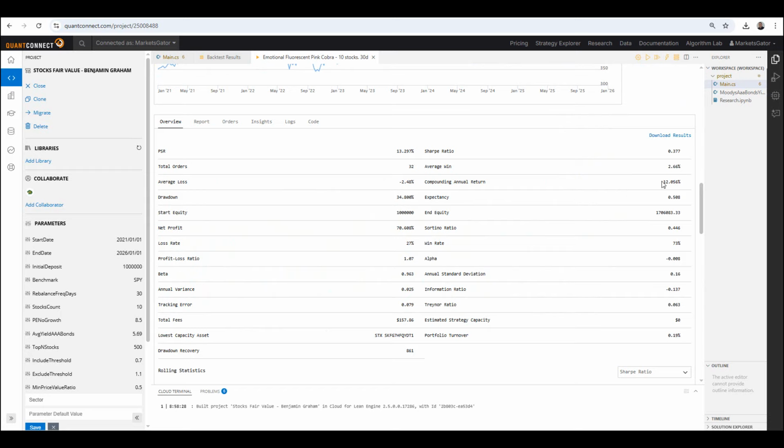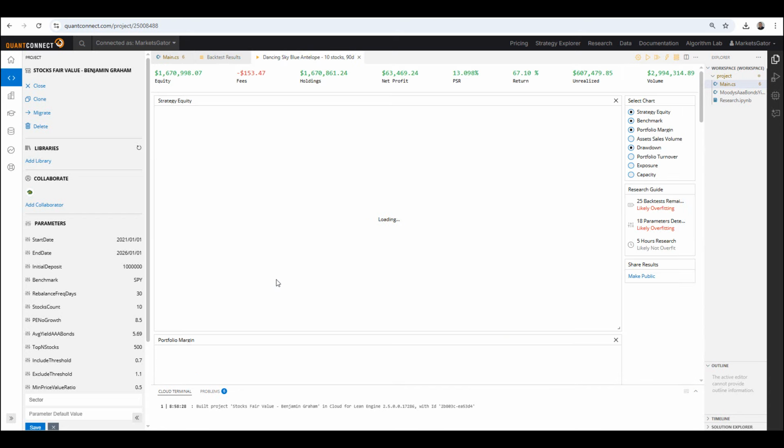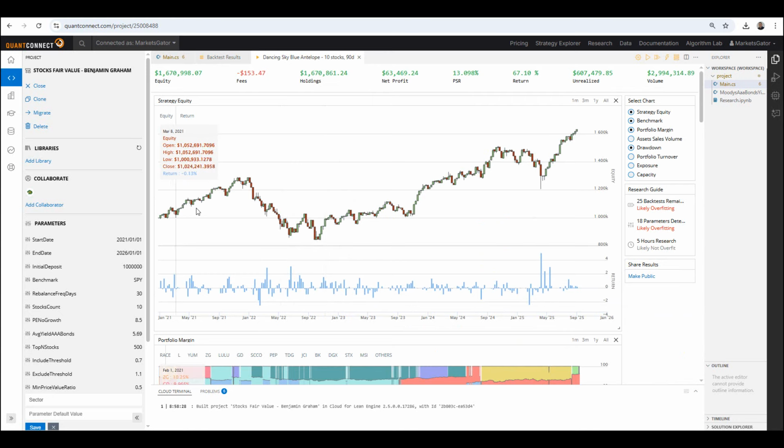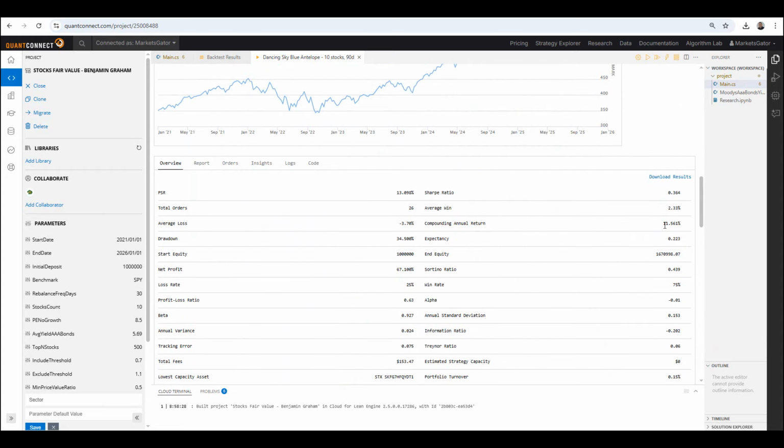As you can see, it produced some positive results. Total return is 70.6%, compounding annual return is 12%, and drawdown 34.8%. Not bad. Now let's try to play with the parameters. I'd like to see what is the strategy's sensitivity to them. Since Graham was focused on long-term investments, maybe we need to rebalance less frequently. Let's change rebalance frequency to 90 days.